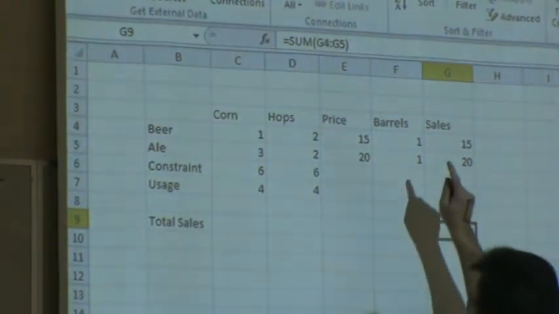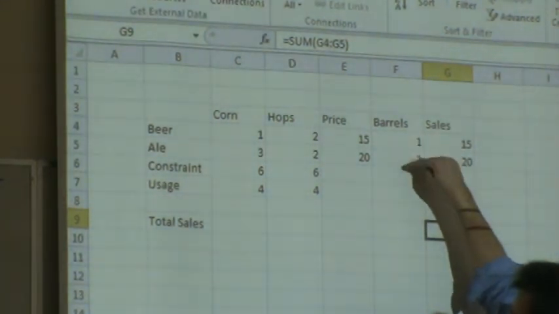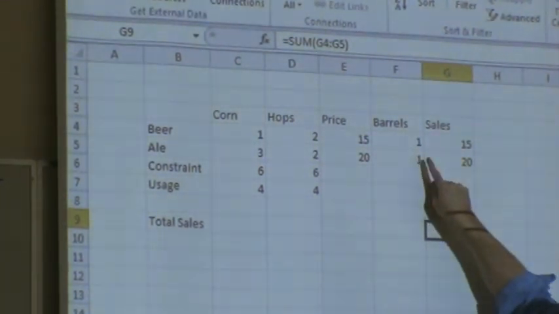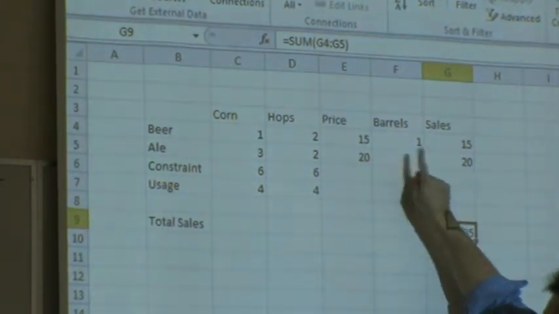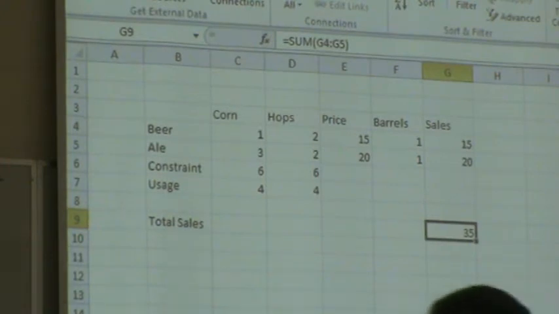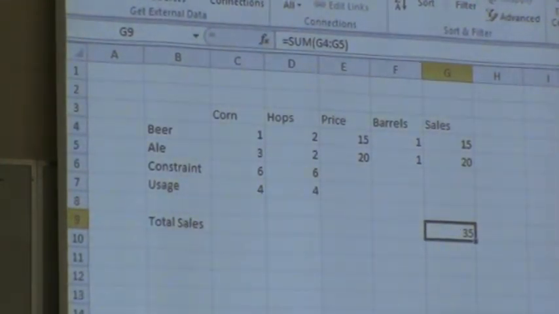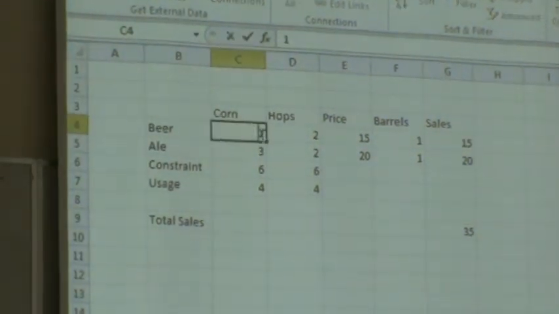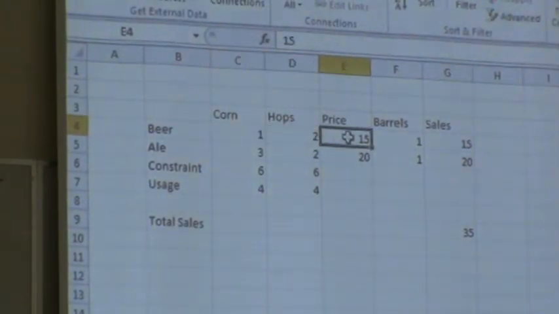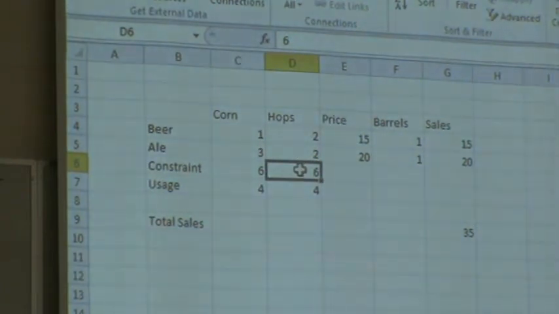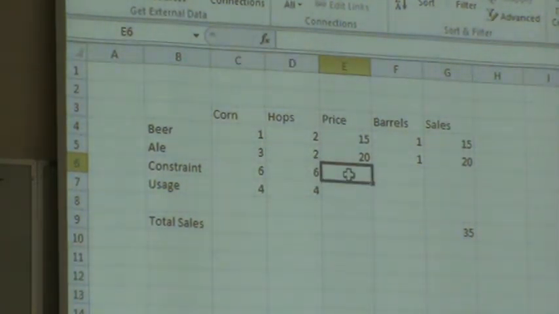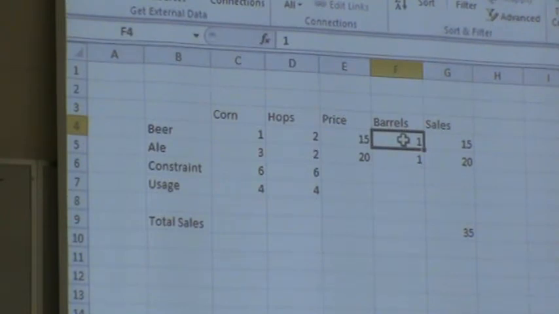We want to take how many barrels of each thing we make and multiply that times the price we can sell them for, which will get this number. So let me just go over which fields are free and which fields are formulas. This is a free field. We could type in any number we want, here, here, here. These are free fields. The constraints are also free fields. So there's no constraint on the price. Now, how many barrels? I'm going to let this be a free field too.